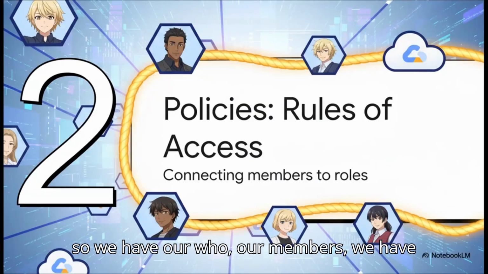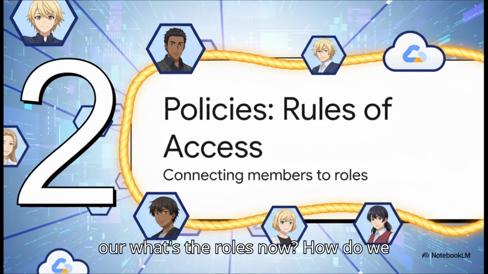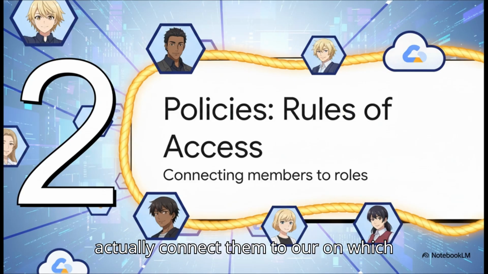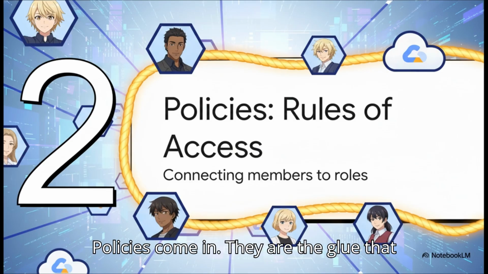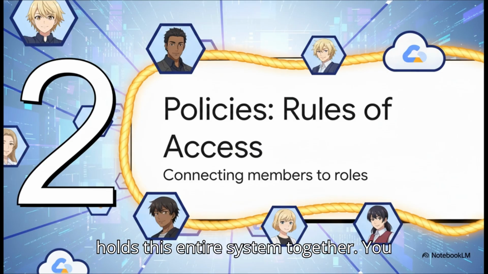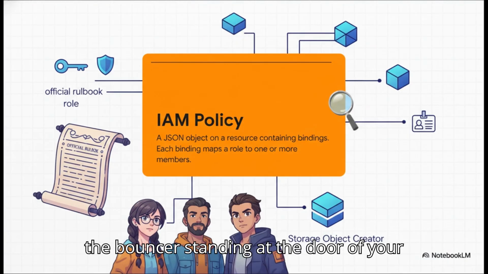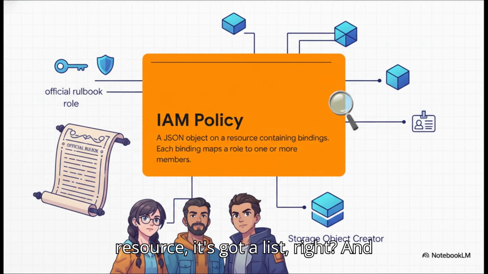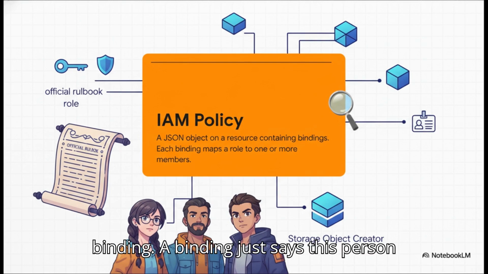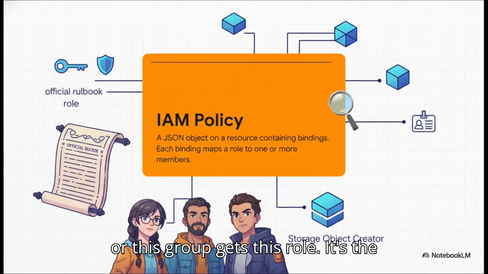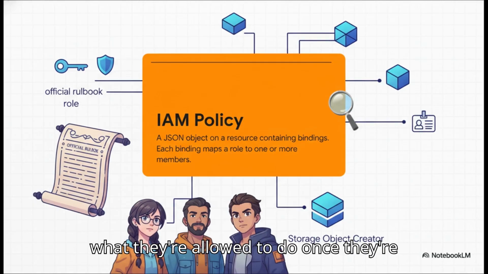All right, so we have our who, our members, we have our what, the roles. Now, how do we actually connect them to our on which resource? Well, that's where IAM policies come in. They are the glue that holds this entire system together. You can literally think of an IAM policy as the bouncer standing at the door of your resource. It's got a list, right? And each line on that list is called a binding. A binding just says, this person or this group gets this role. It's the official rulebook for who gets in and what they're allowed to do once they're inside.